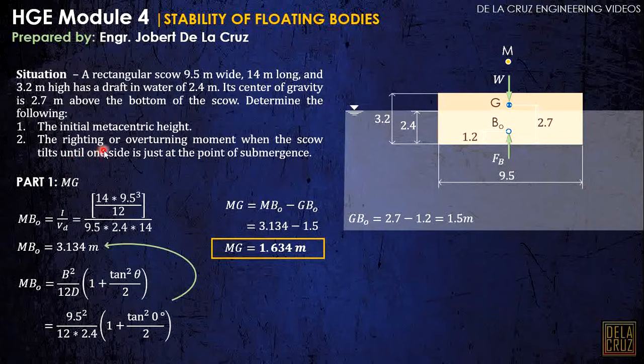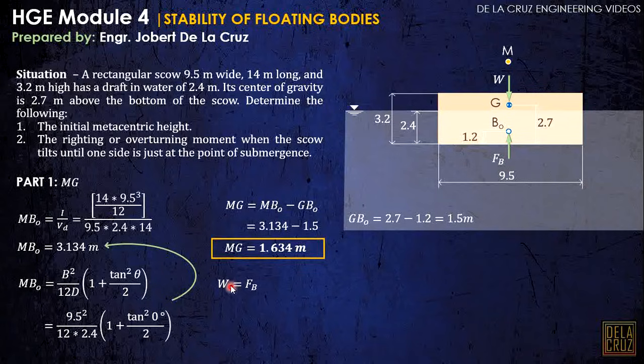Now, the righting or overturning moment, di ba? In this case, dapat kunin natin yung metacentric height na magtitilt ng ating body. Okay, so calculate muna natin yung weight, no? Yung weight ng ating scow. So, weight, as you can see, that weight can be calculated by just equating these forces here or just equilibrium, no? Take note, wala tayong SG ng ating scow.